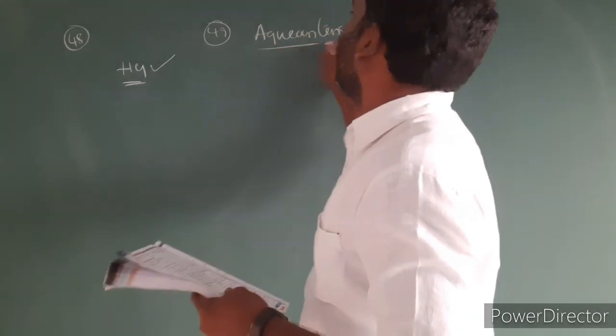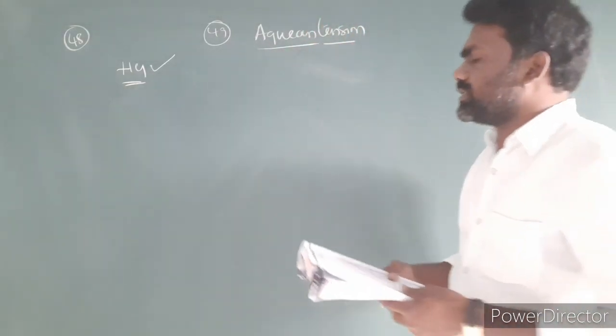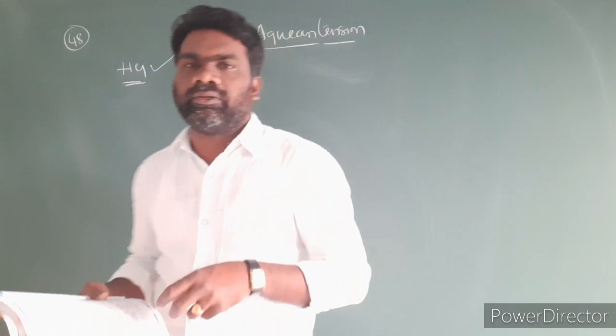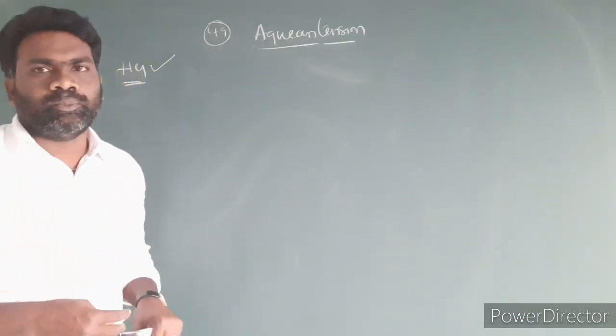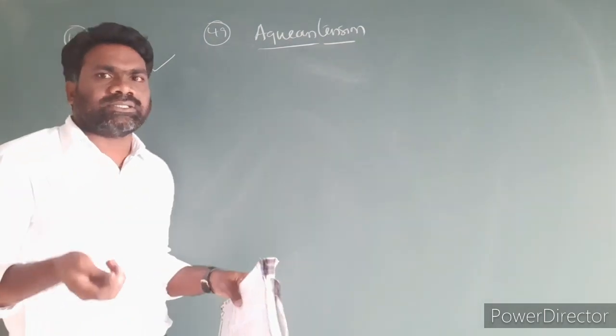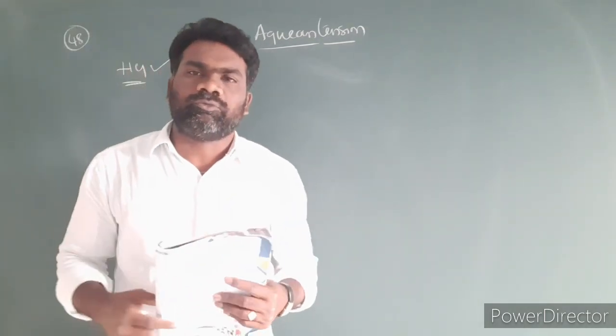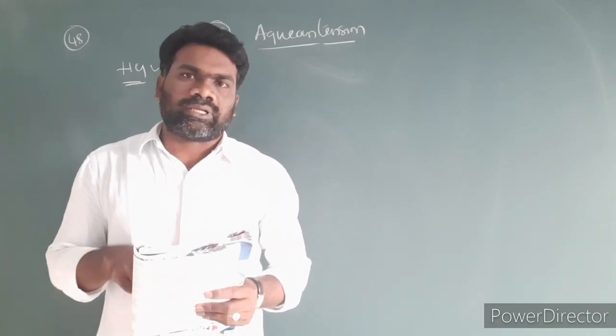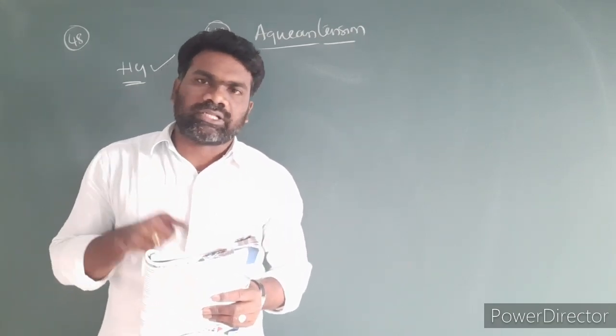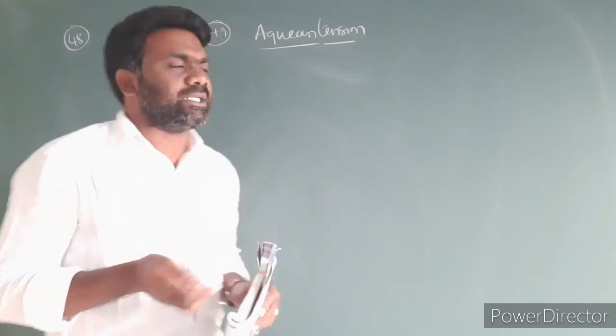Aqueous tension. What is the meaning of aqueous tension? Generally, gases are collected over water, so that they are moist. So the gases contain some amount of water, and the water also exerts pressure. The moist gas contains water vapor in addition to the dry gas.